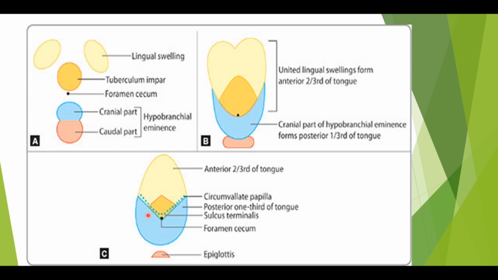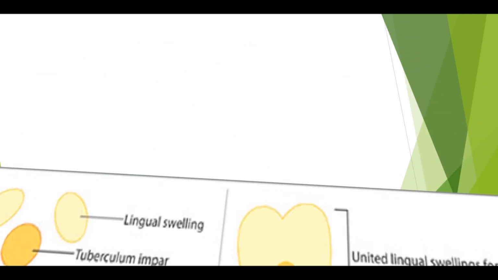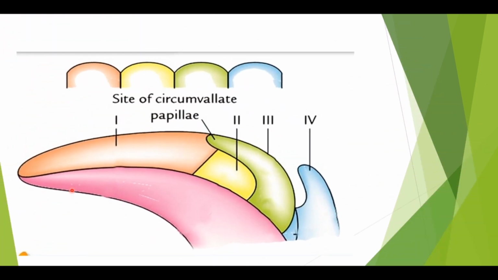And the hypobranchial eminence cranial part is formed by the third arch and the caudal part is formed by the fourth arch. So the cranial part forms the posterior 1/3 of the tongue, whereas the posterior-most part of the tongue is formed by the caudal part of hypobranchial eminence. Now this is the reason for the variation in nerve supply of the tongue. As you can see here, there is a side view where you can see the anterior 2/3 of the tongue, posterior 1/3 and the posterior most part of the tongue.